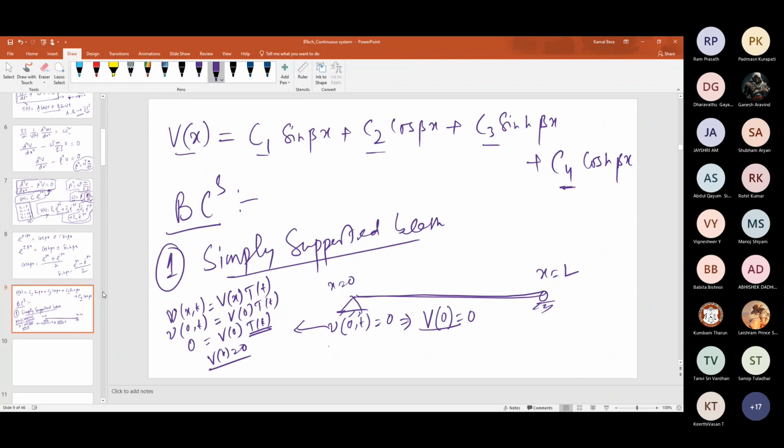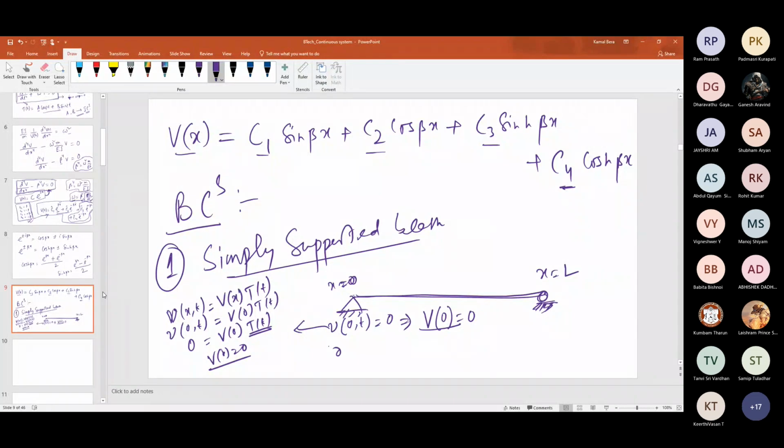Sorry, slope. I mean, this is the continuation. The bending moment should be 0, right? Here the bending moment should be 0. That is EI ∂²V/∂x² evaluated at x equals 0 should be 0.